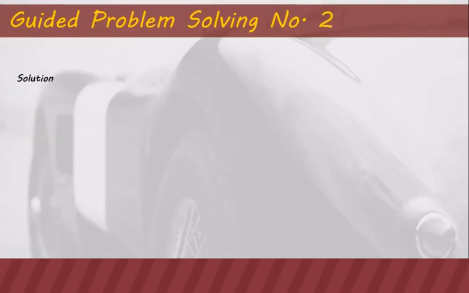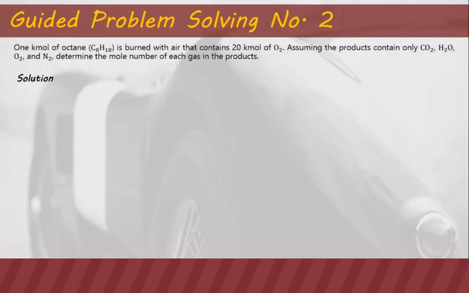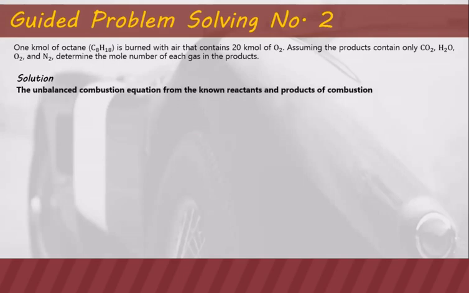Guided problem solving number 2. 1 kilomole of octane is burned with air that contains 20 kilomoles of oxygen. Assuming the products contain only carbon dioxide, water, oxygen, and nitrogen, determine the mole number of each gas in the products. So we write the unbalanced combustion equation from the known reactants and products of combustion.